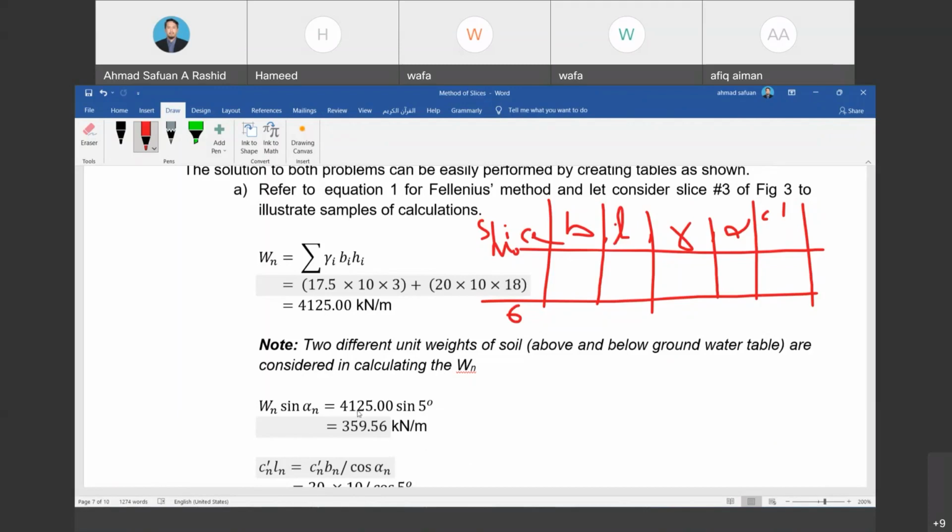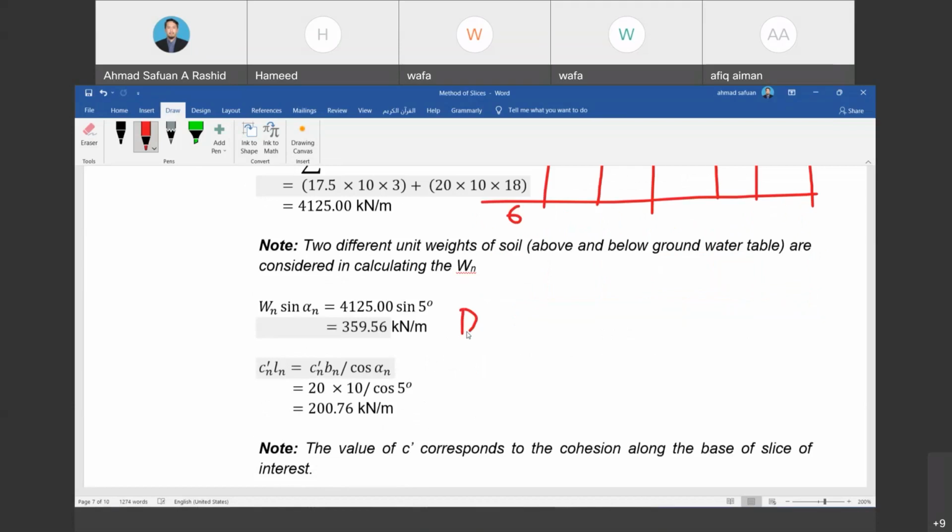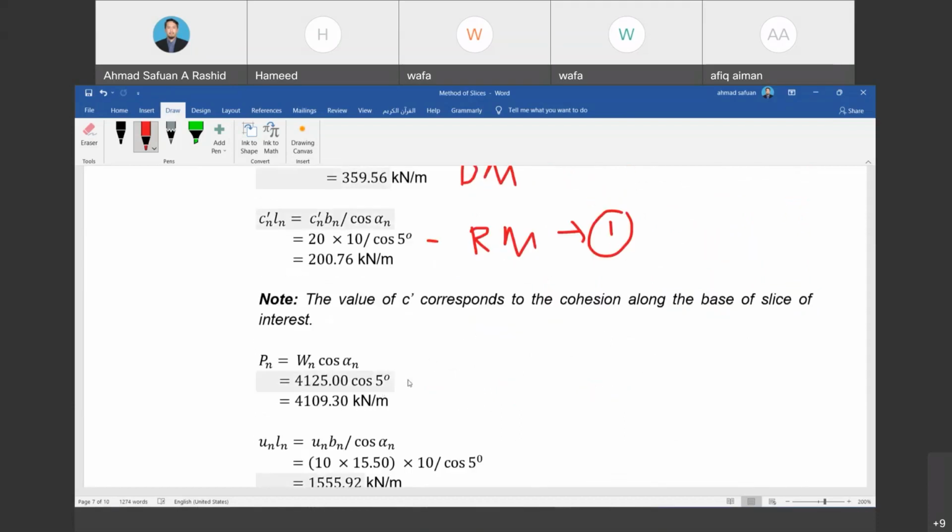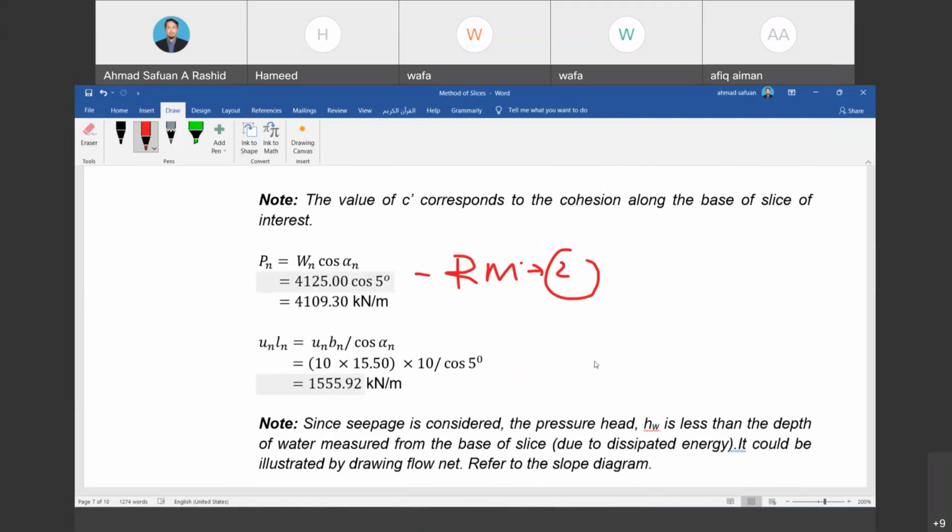Then we multiply the W with sine alpha, which gives us the driving moment. While this is the resisting moment, which is for part 1 or sub-equation number 1. Then calculate the resisting moment for the portion number 2. Then we already solved for slice number 3.